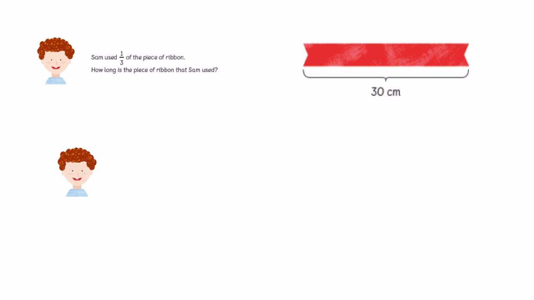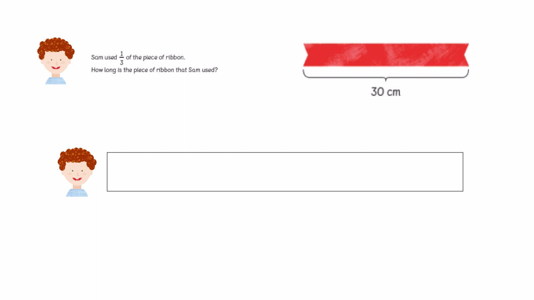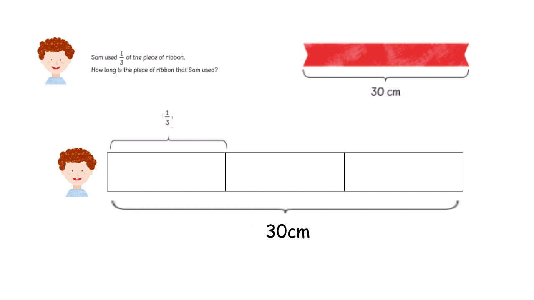Let's have a look together. I'm going to start with Sam, and I'm going to draw a bar to show the piece of ribbon. How long was the piece of ribbon? It was 30 centimetres long. We know Sam used 1/3, so we know we need to divide the ribbon into 3 equal parts. Sam used one of those parts. Sam used 1/3. We used our number sentence, 30 divided by 3, to find out that this was 10 centimetres. So here is my bar model and number sentence to prove my answer is correct.